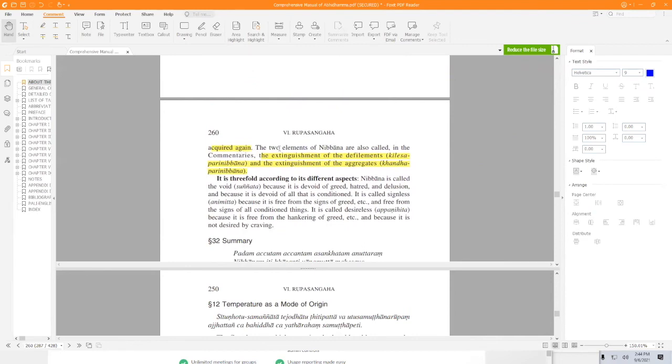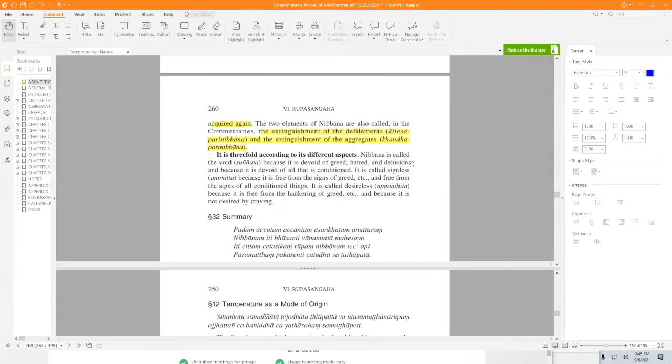And then sometimes in the commentaries, these two elements of Nibbana are named. The element of Nibbana with a residue remaining is called the extinguishing of the defilements, kilesa parinibbana, and the element of Nibbana without any residue remaining is called the extinguishing of the aggregates, or the khandha parinibbana.